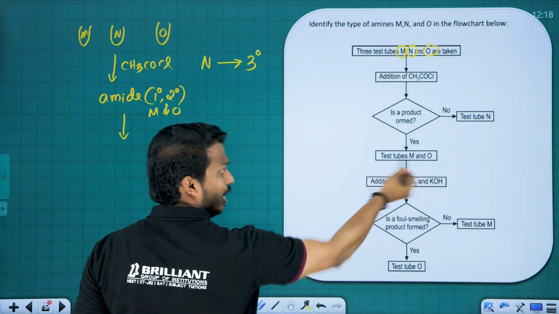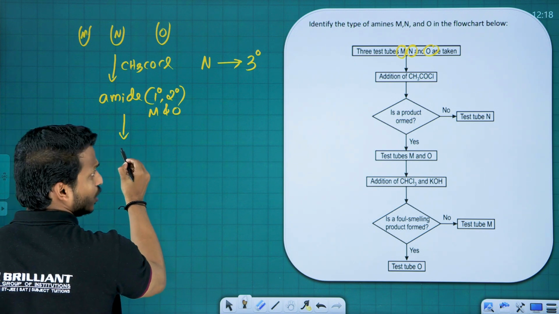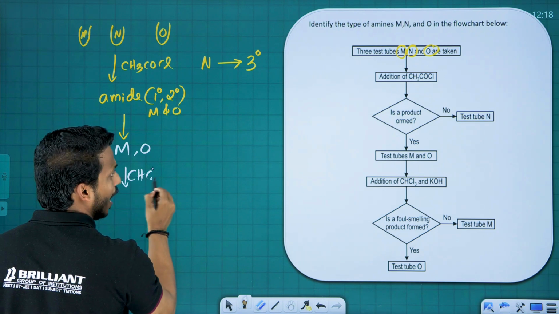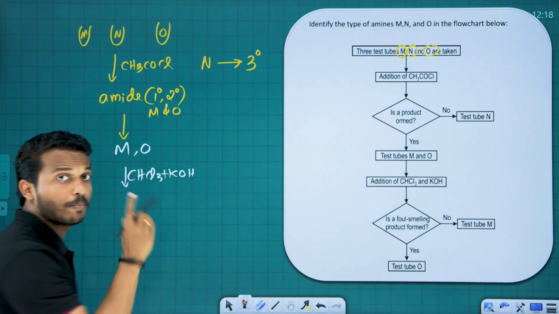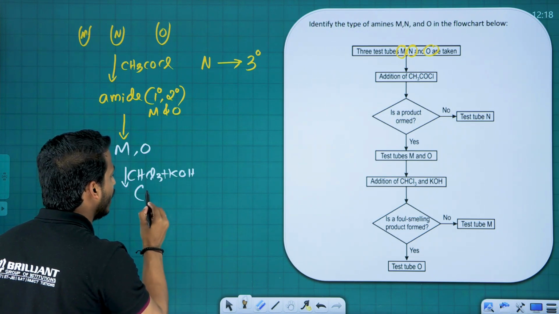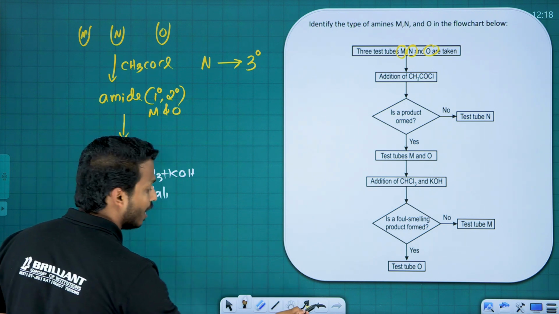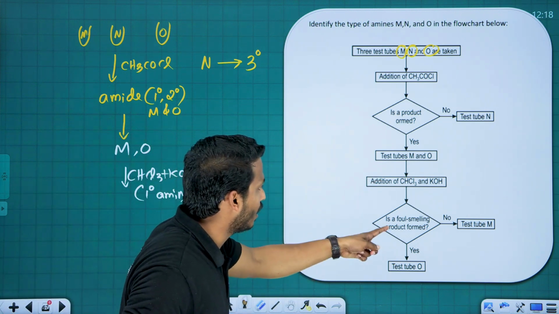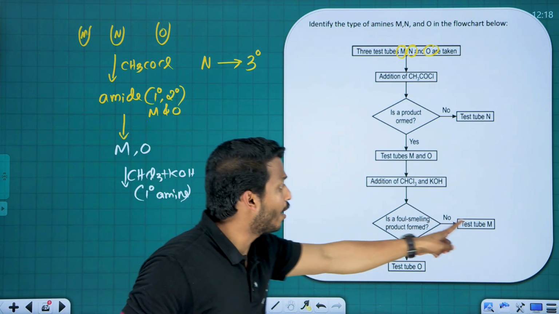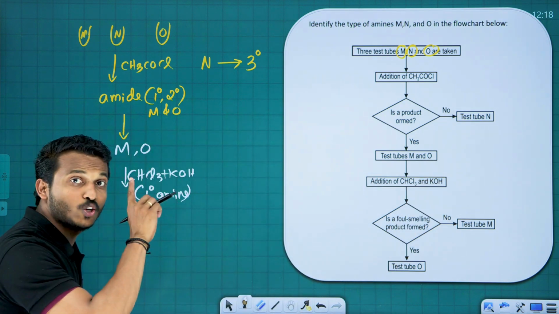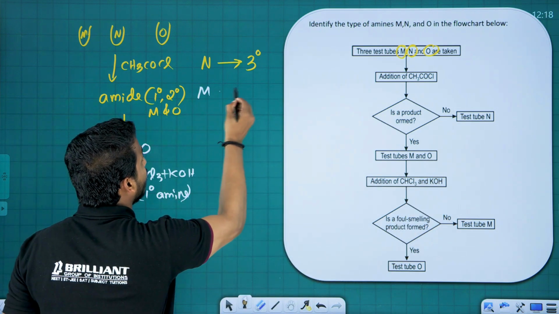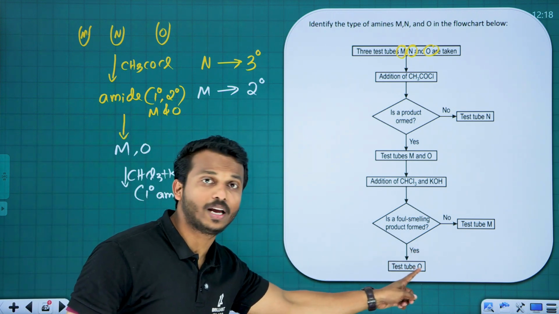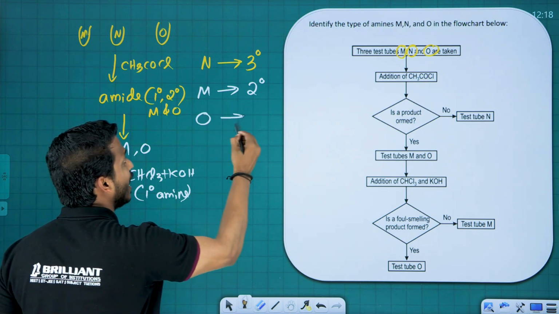Test tubes M, N, O. To these test tubes, what are they adding? They are adding chloroform and KOH. What is this reaction? Carbylamine reaction. Carbylamine reaction is given only by a primary aliphatic or aromatic amine. So it should be a primary amine. Is a foul smelling product formed? No, in test tube M. No in test tube M means M is the secondary amine. Yes, it is formed in test tube O. So test tube O is a primary amine.